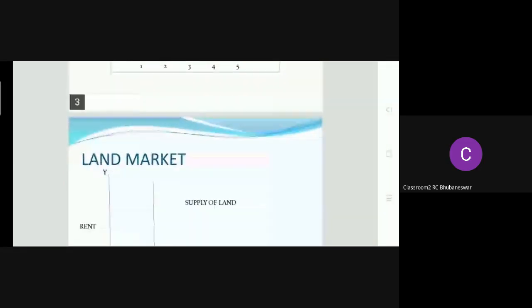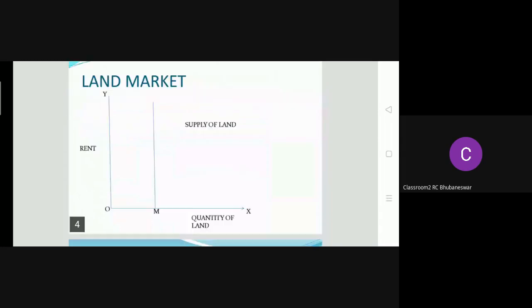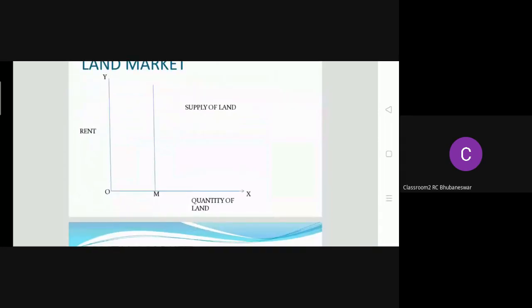Then come to the land market. Here, in the land market, the supply of land is fixed. The quantity of land which is available in the world is fixed.